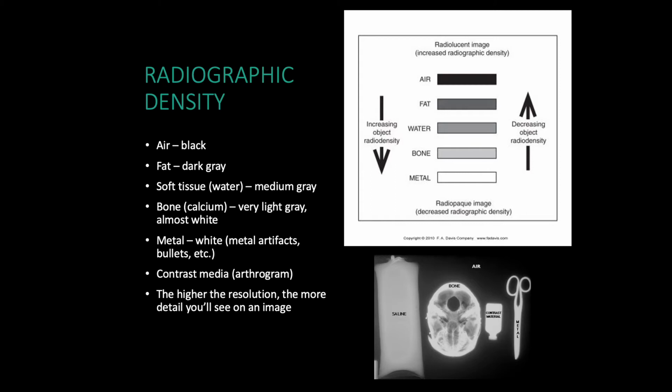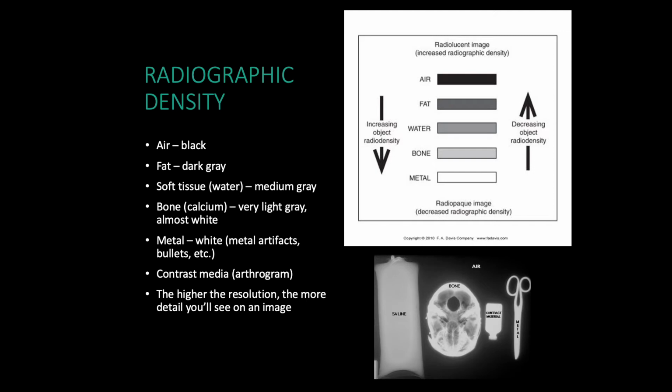So metal artifacts, bullets, those types of things come out as very white. Bone comes out a very light gray because it does allow some of this radiodensity to pass through, but it's absorbed quite a bit by the bone. Whereas soft tissue, water, those things are kind of a medium, and fat's a very dark gray because it's very open and allows a lot of things to pass through.